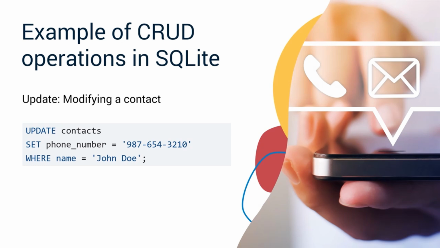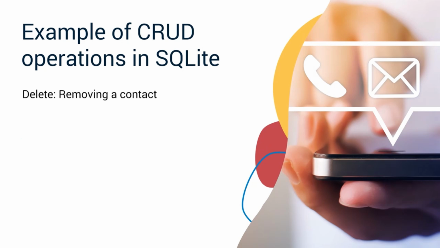The SQL statement displayed here will modify your contact. You update the contacts table with the update operation. Then you use the set clause to specify which column you want to update, in this case, the column containing the phone number. The where clause specifies which row should be updated, in this case, the row where the name is John Doe. As a result, John Doe's phone number will be updated to 9876543210. If you want to remove John Doe from the contacts table, use the delete from statement as shown here.